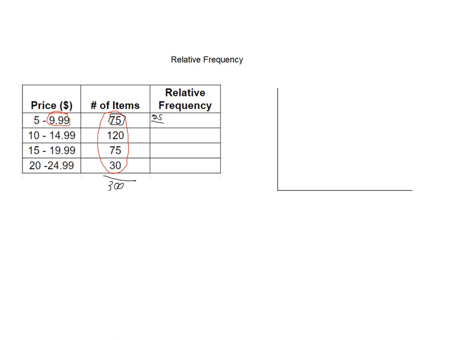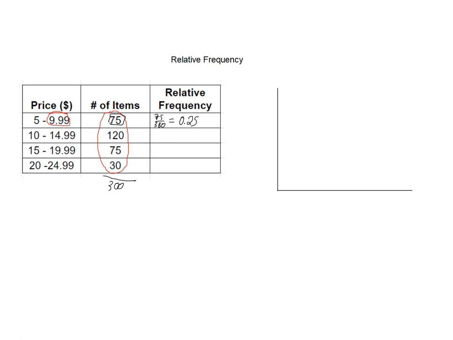So the relative frequency here for the $5 to $9.99 items is 75 out of 300. So we're just going to write that in as 75 out of 300. We could convert that to a decimal or a percent if we really wanted to. I'll write it as a decimal. It'll just help us graph a little bit easier. Sorry, that looks a little bit like 360, but that is actually 300. So if we convert that to a decimal, we get 0.25.